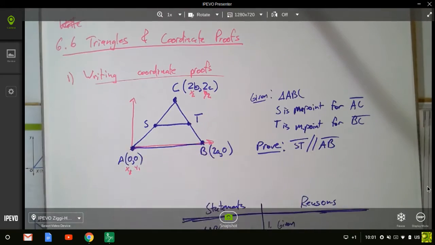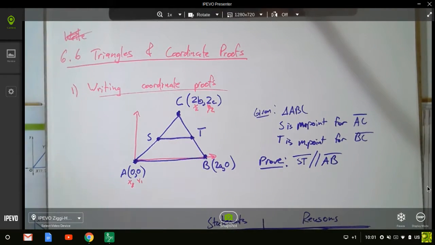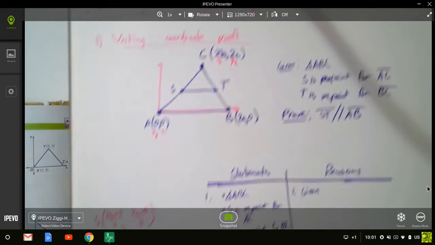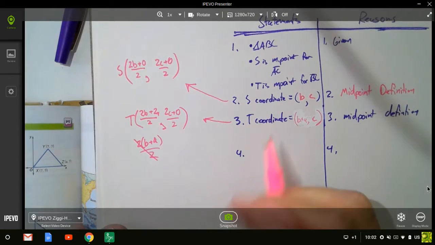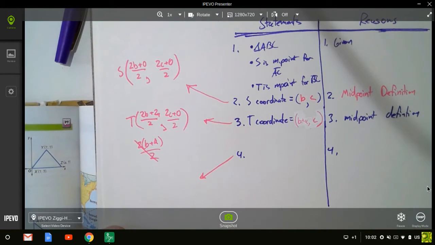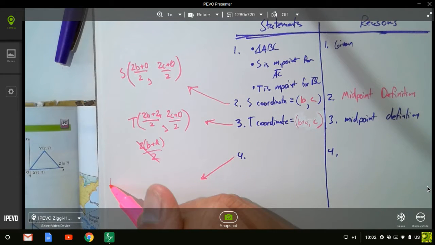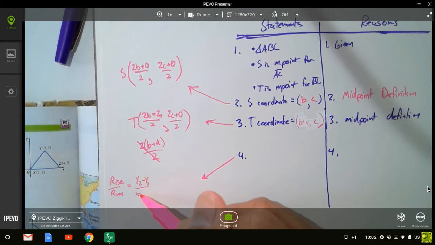So can we find the slope of S and T? Just by looking at it, what do you think the slope of S and T would be? Hopefully, if we cross our fingers, it's going to be 0. So let's double check. Okay, so let's look at the slope. Sorry, it's another formula that you might not recognize right away. But slope, if we remember, is rise over run. That means the change in y, which is y2 minus y1 over x2 minus x1.